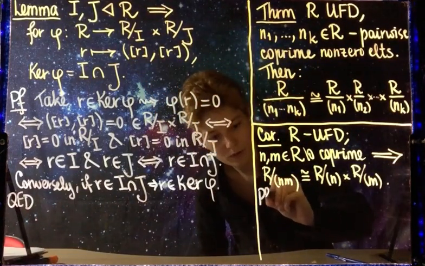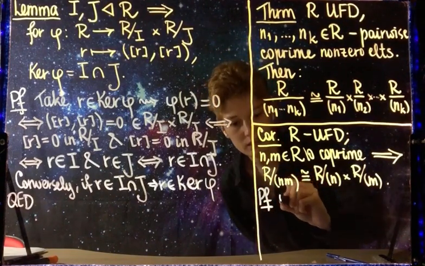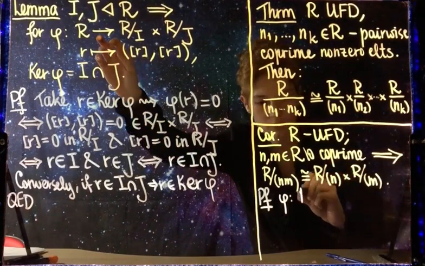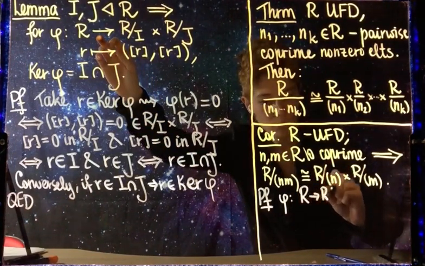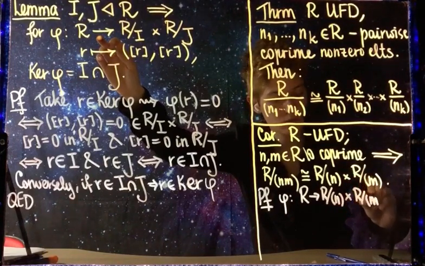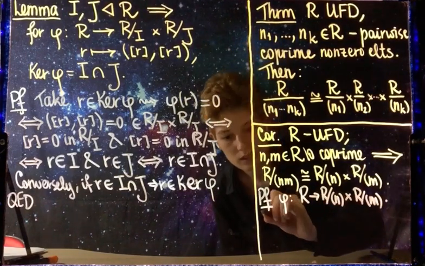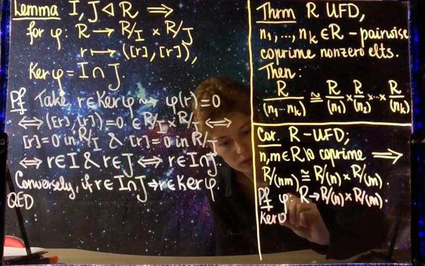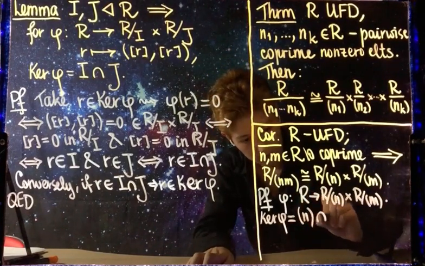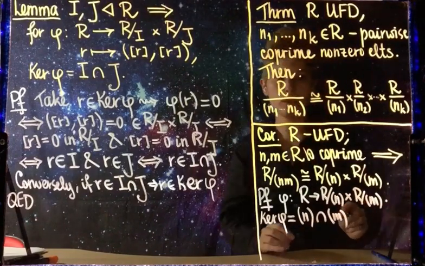For the proof, we define a homomorphism phi from R to the product R mod N times R mod M. Then by this lemma, we get that the kernel of phi is equal to the intersection of the ideal generated by N and the ideal generated by M.